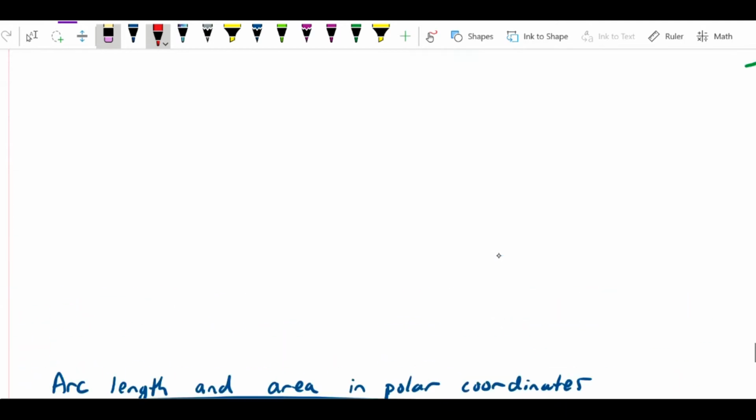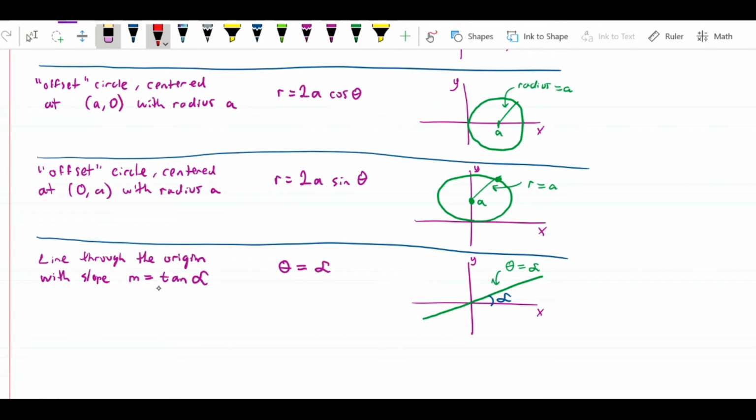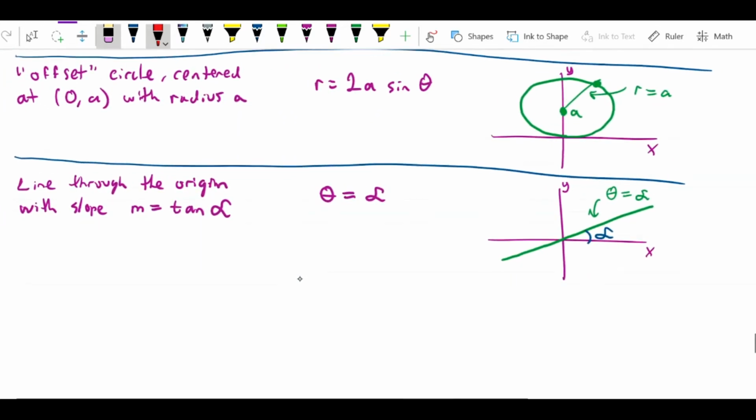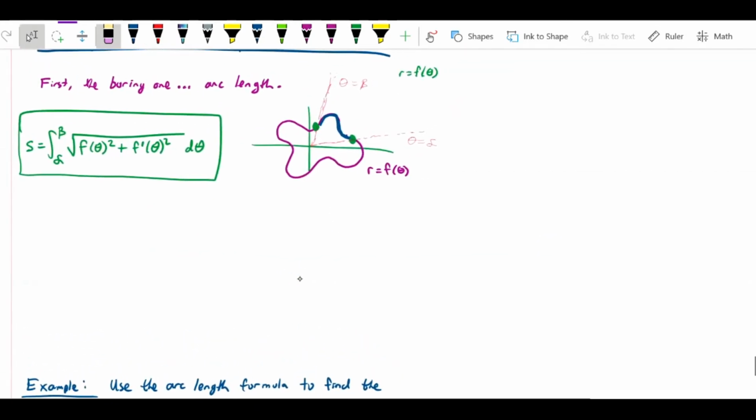By the way, just go back for a minute. Notice that a line through the origin has the form theta equals alpha. In other words, theta equals some angle. These are sort of the equivalent of vertical lines when we integrate in the variable x. So we're integrating from one angle up to another angle, the same way that when we first started to do integration, we were integrating from one vertical line up to another vertical line.